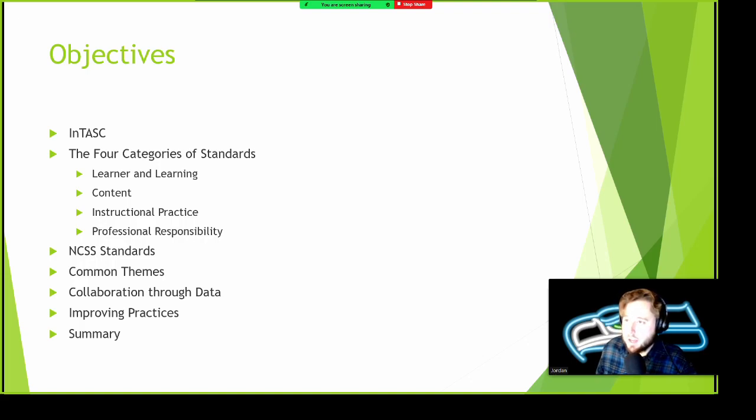I will start just by giving out a quick table of contents. We're going to start off by talking about InTask, what it is and why it's important. Then we're going to move into the four categories of standards. You can read them right there. Then I'll go into the NCSS standards after we complete with the InTask standards, because that is the National Council for Social Studies, and I intend to be a social studies teacher.